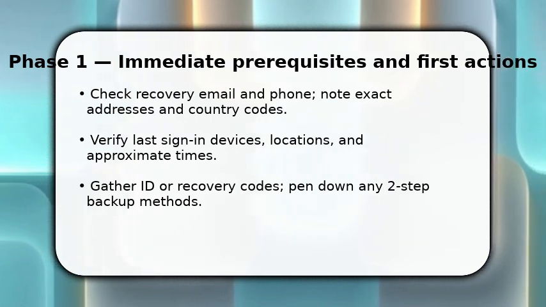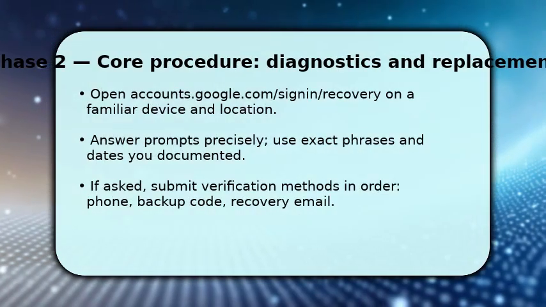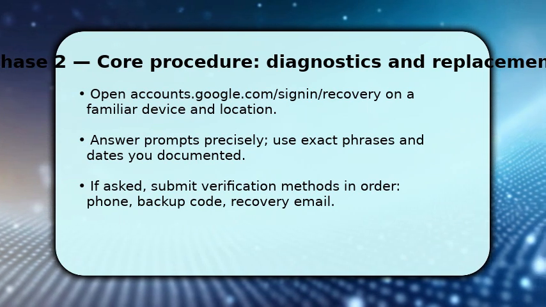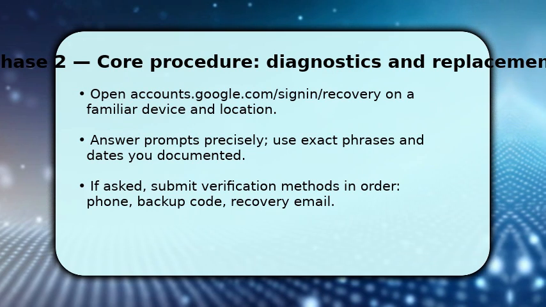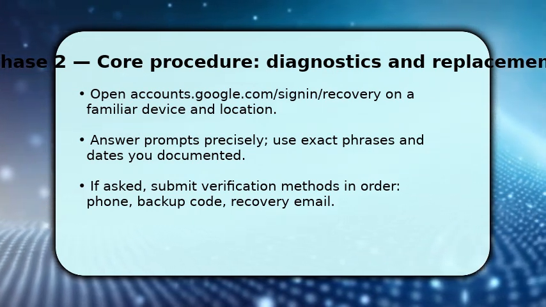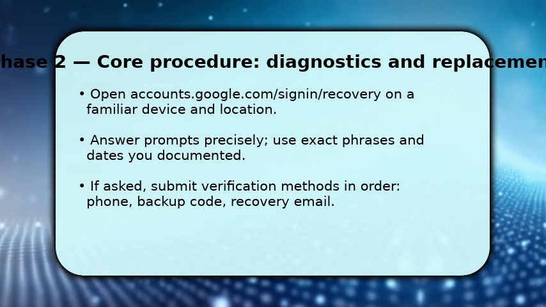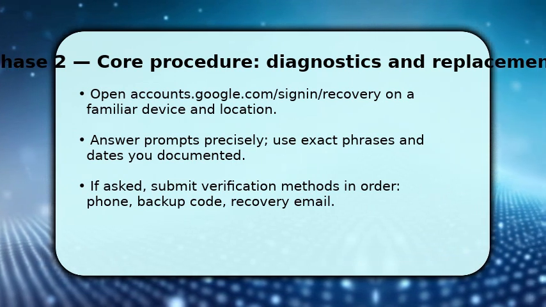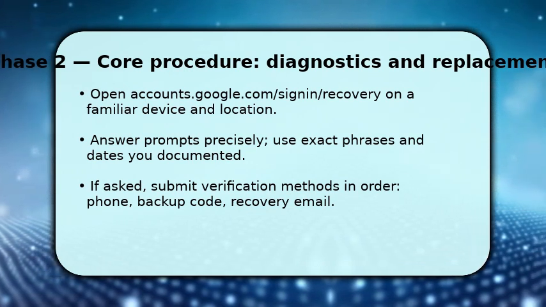You now use Google's account recovery flow from a familiar device and location. This matters. Start at the recovery link and answer every prompt with the exact details you recorded. Approximate answers can fail verification. If asked about passwords, provide the most recent one you remember. When offered methods, choose phone verification first, then backup code, then recovery email. If prompted for dates or contacts, give precise months and years. Google uses those to match account history and confirm identity.